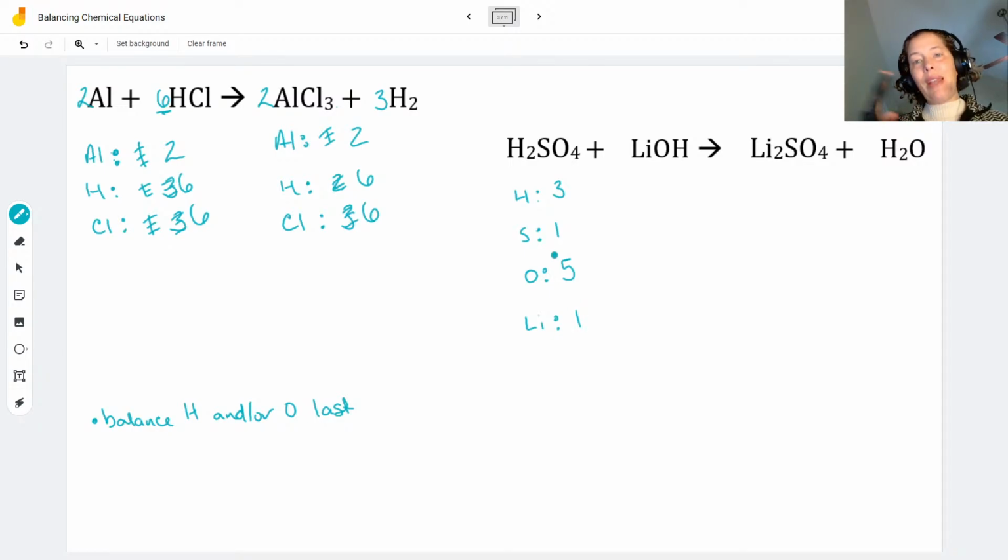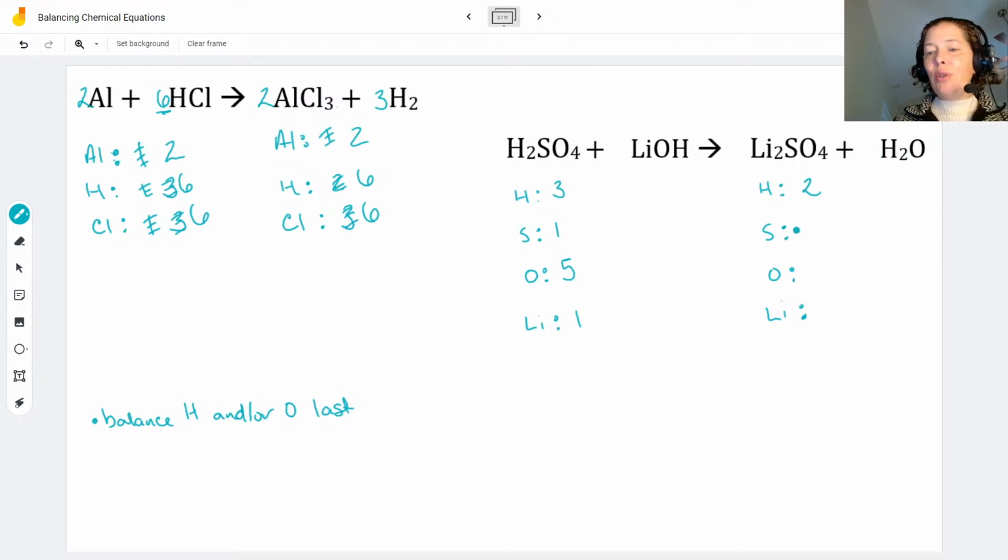So I'm going to do the same thing on the product side. And again, I like to list my atoms in the same order just so that I can compare across, but you don't have to do that. So I'm going to go hydrogen, sulfur, oxygen, and lithium. And again, you might list your atoms in a completely different order just from the get-go. That's totally fine.